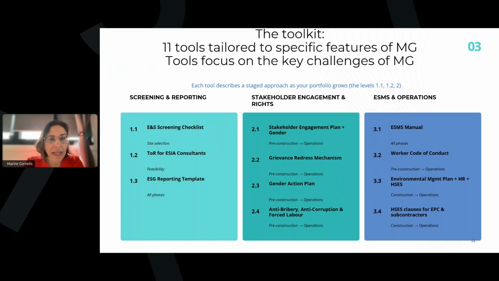mini-grid. So you'll see that you have the numbers of the various tools really organized by the various features of these mini-grids. The series starting with 1 is really on the screening and reporting. The series starting with 2 is on the stakeholder engagement and rights. And the third is about ESMS and operations, so environmental monitoring and operations. Next slide, please.